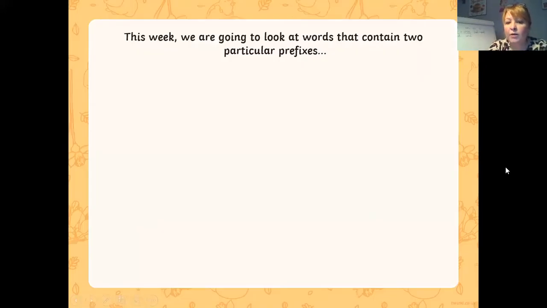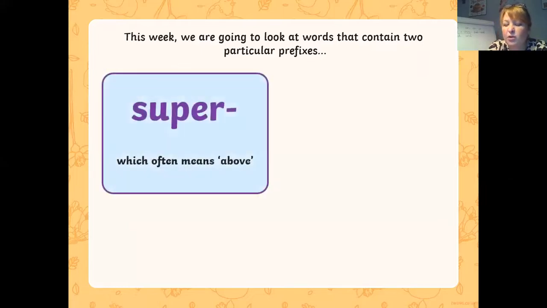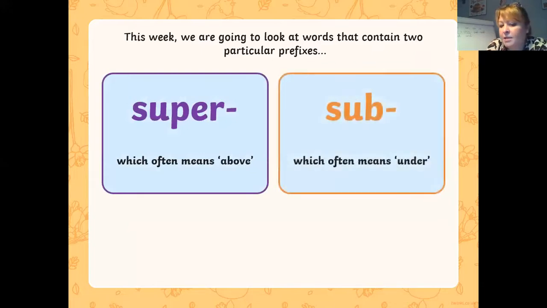Right, so we're going to look at 2 particular prefixes today. The first one is super, which often means above. And the second one we're going to look at is sub, which means under. So they are the opposite, which is why we're looking at them together today. Now you can add these to different words and it changes their meaning. Can you think of any?